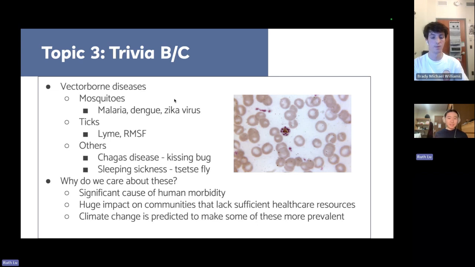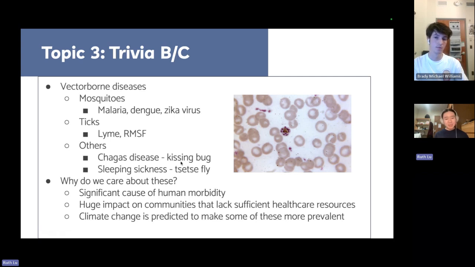So next is vector-borne diseases, and I'll start with why we care about these. They're a significant cause of human morbidity, especially if they can be spread by bugs. Bugs are kind of hard to control, so they can spread very easily. They have a very big impact on communities that lack sufficient healthcare resources, especially malaria. And finally, climate change is predicted to make some of these more prevalent.